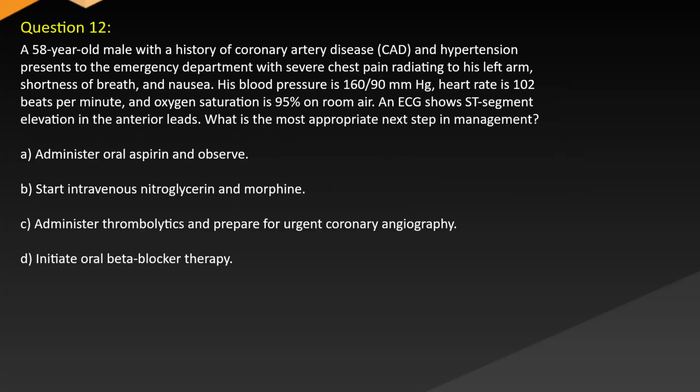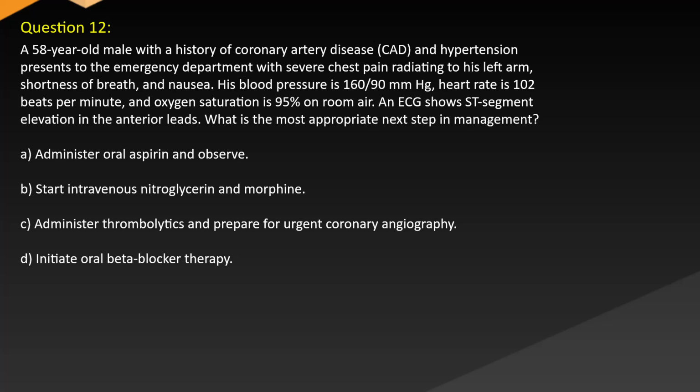A 58-year-old male with a history of coronary artery disease (CAD) and hypertension presents to the emergency department with severe chest pain radiating to his left arm, shortness of breath, and nausea. His blood pressure is 106/90 mm Hg, heart rate is 102 beats per minute, and oxygen saturation is 95% on room air. ST segment elevation in the inferior leads. What is the most appropriate next step in management?